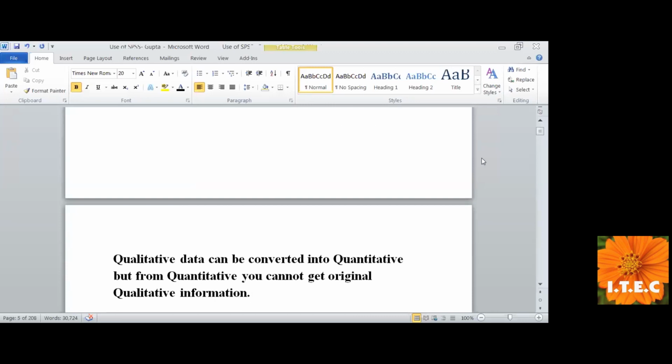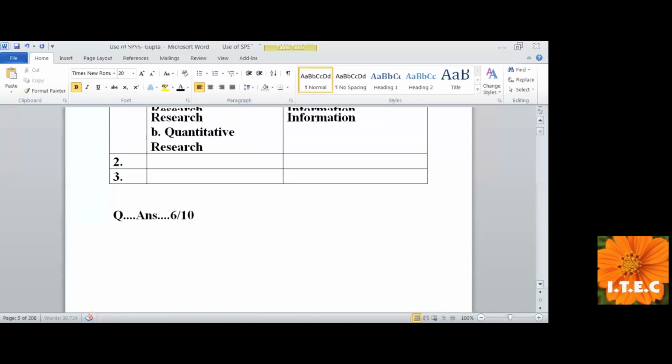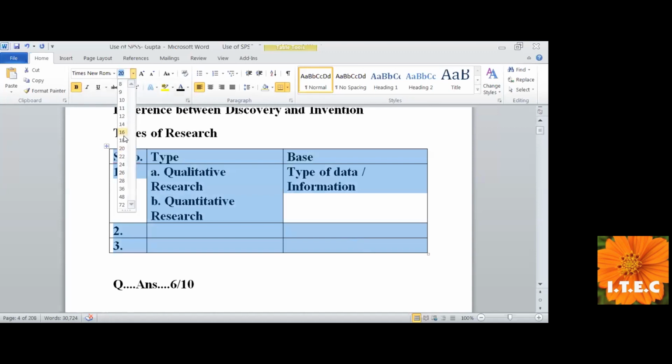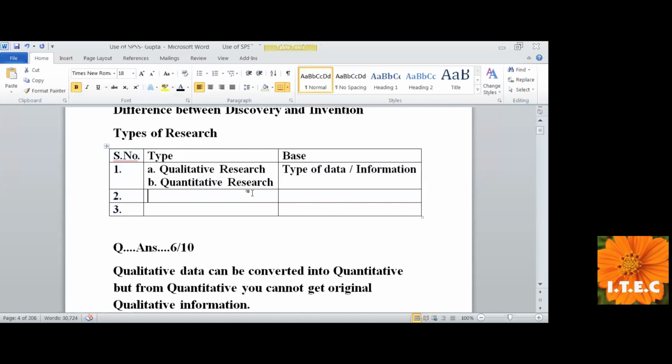And it is normally said that if you are doing a qualitative research, then please keep on doing qualitative research. Do not convert that information into quantitative, because if you do, you are going to lose some information. So this point must be very clear to you. If the type of data is the base, then your research will be qualitative research and quantitative research. If I change the base, then my type of research will change.